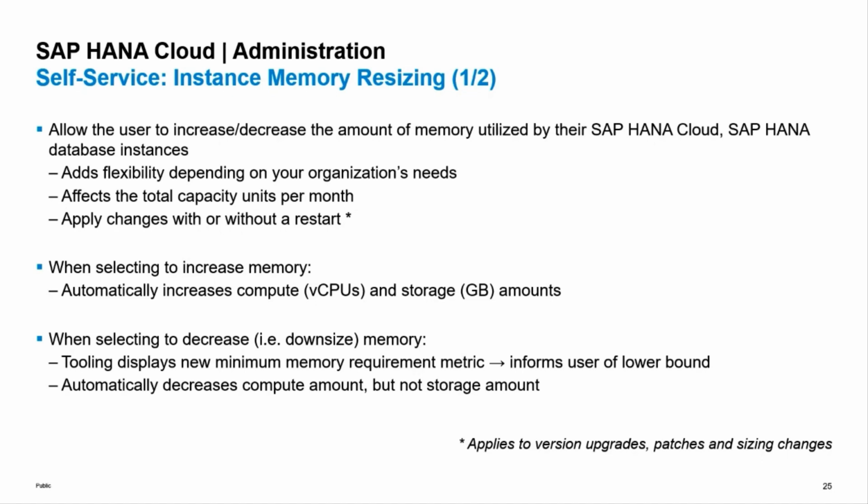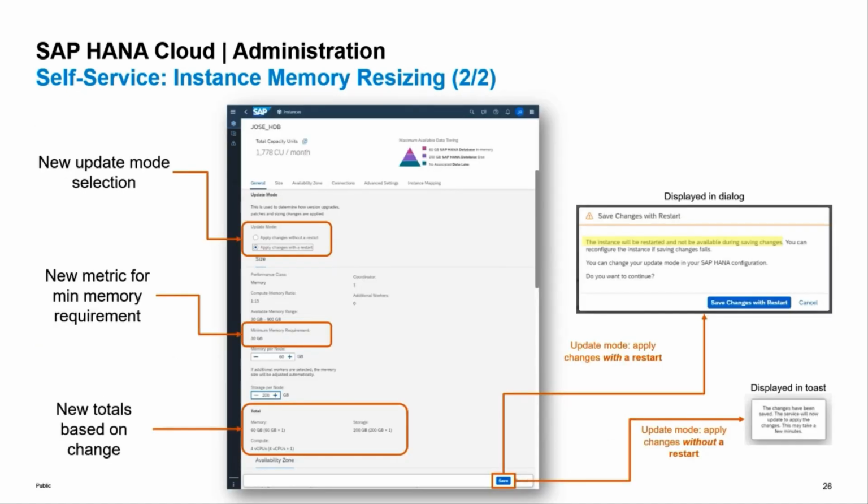Now, how does this look? This is the changes in HANA Cloud Central that have been done. So if you look at the update mode of your instance, if you edit your instance and the settings in here, that's where you see the option of how you want to apply the changes. So whether you want to do a restart or without a restart. So that's where you make that change.